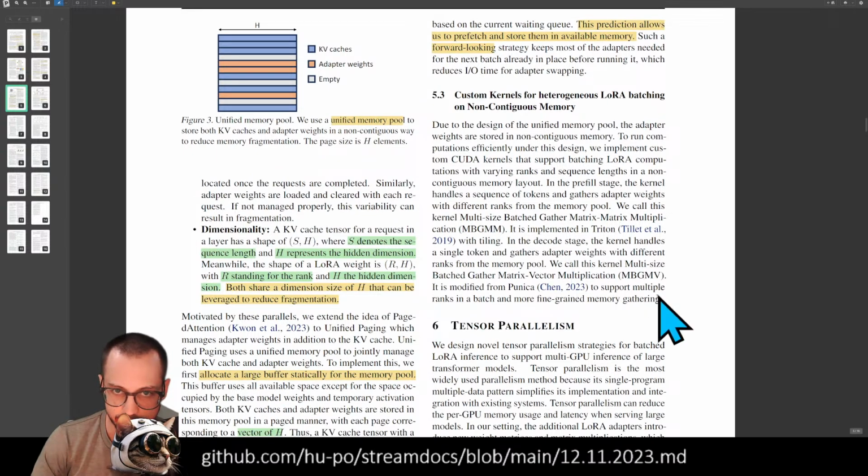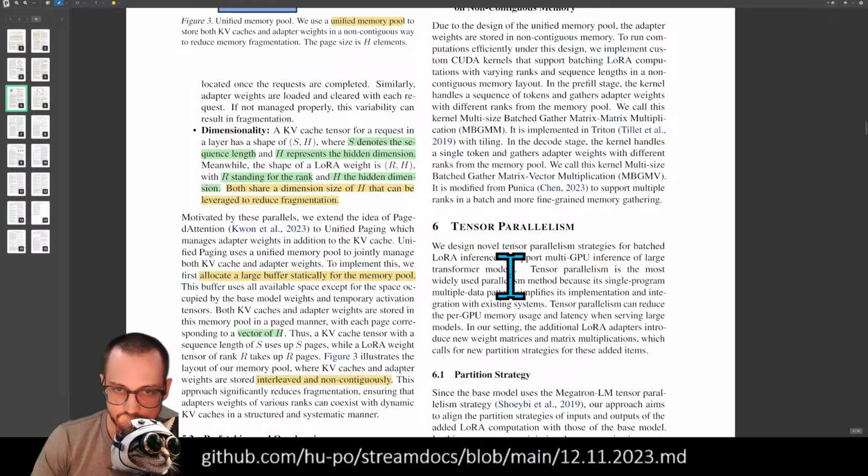Okay. Tensor parallelism. We designed novel tensor parallelism strategies for batched LoRA inference to support multi-GPU inference of large transformer models. Tensor parallelism is the most widely used parallelism method because its single program, multiple data pattern simplifies its implementation and integration with existing systems.